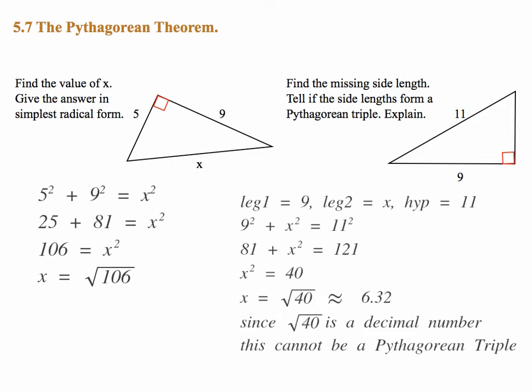81 plus x squared equals 121. Subtracting 81 from both sides means that x squared is 40. So x is the square root of 40, which is approximately 6.32. Now, since the square root of 40 is a decimal number, this means it cannot be a Pythagorean triple. To be a Pythagorean triple, you have to be 3 positive whole numbers that obey or satisfy the Pythagorean equation.